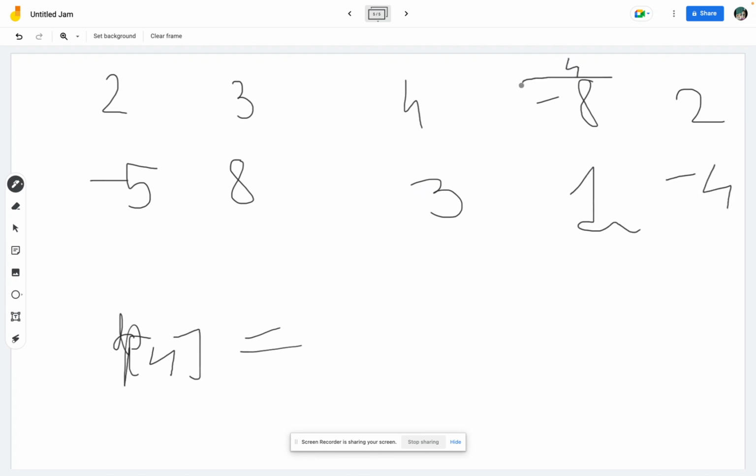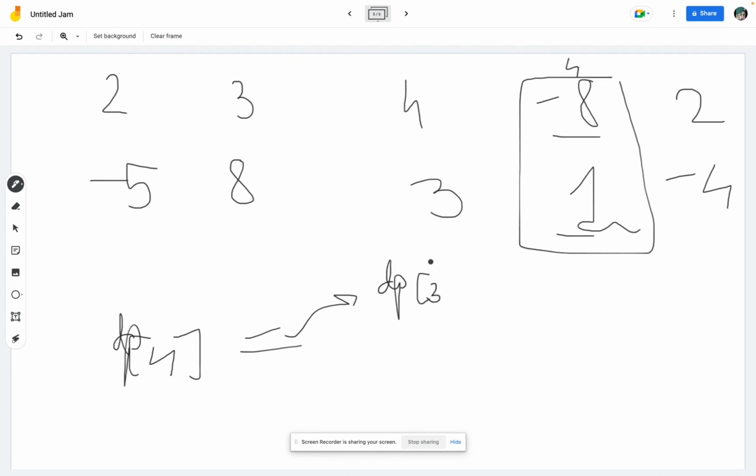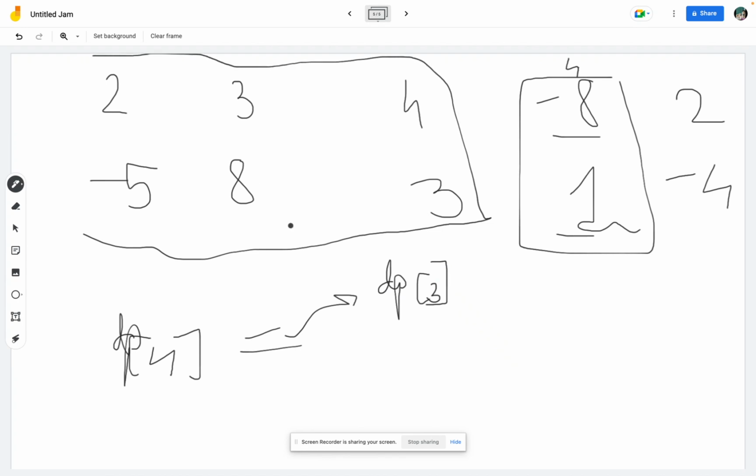So what will be dp of 4? Let's try to calculate. One option is I ignore minus 8 and minus 1. So option number 1 is, dp of 4 is nothing but dp of 3. What is the meaning of dp of 3? The best answer I got for the first 3 indexes. Okay, so option 1 is done.